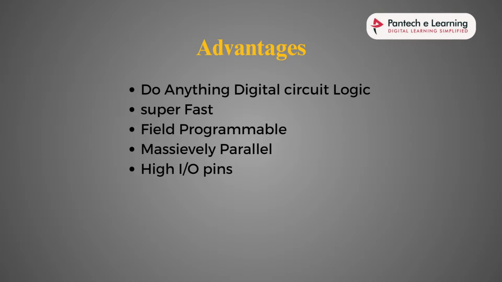The FPGA is massively based on parallel processing, but the microcontroller is based on serial processing. For example, take an analog to digital converter. There are 50 channels of input to the FPGA, like analog signals, and we can get the output from one pin in digital signals. That is the massively parallel process, and the FPGA has a lot of I/O pins.